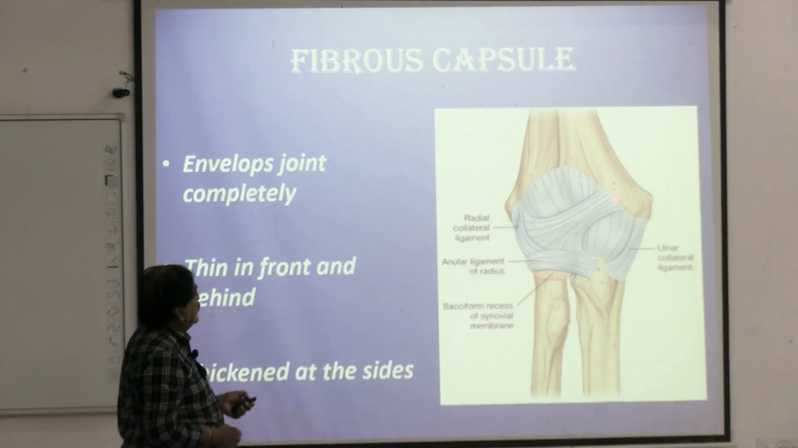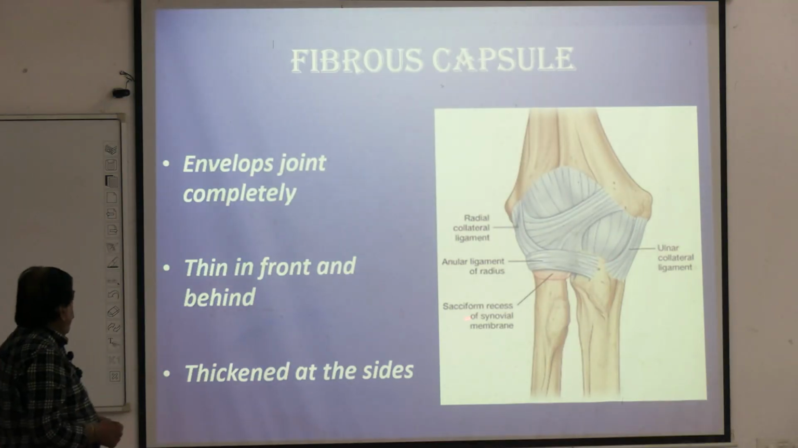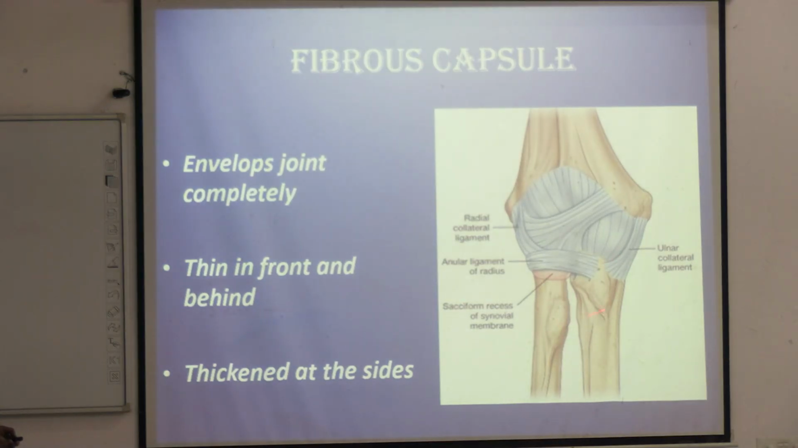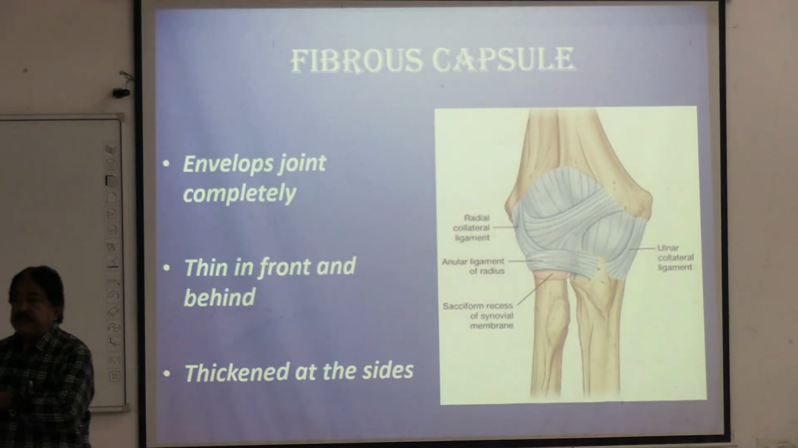See the expansion of the fibrous tissue, the radial collateral ligament: anteriorly thin in front and behind, and thickened at the sides. See, it is more thickened at the sides.